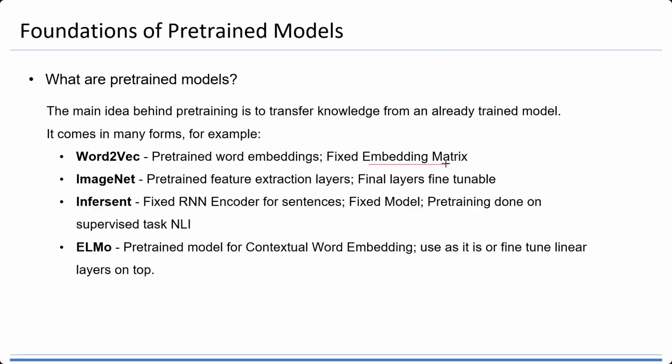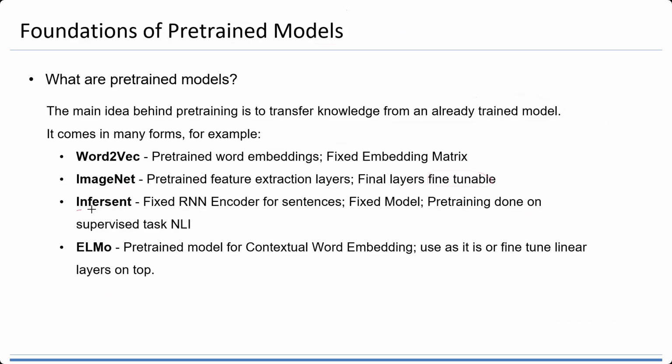There are other kinds of pre-trained models, for example ImageNet, VGG, ResNet, and so on. That kind of model has pre-trained feature extraction layers. They already define the feature extraction, and we can just reuse it. The final layers will be fine-tuned. We will learn about fine-tuning next week.